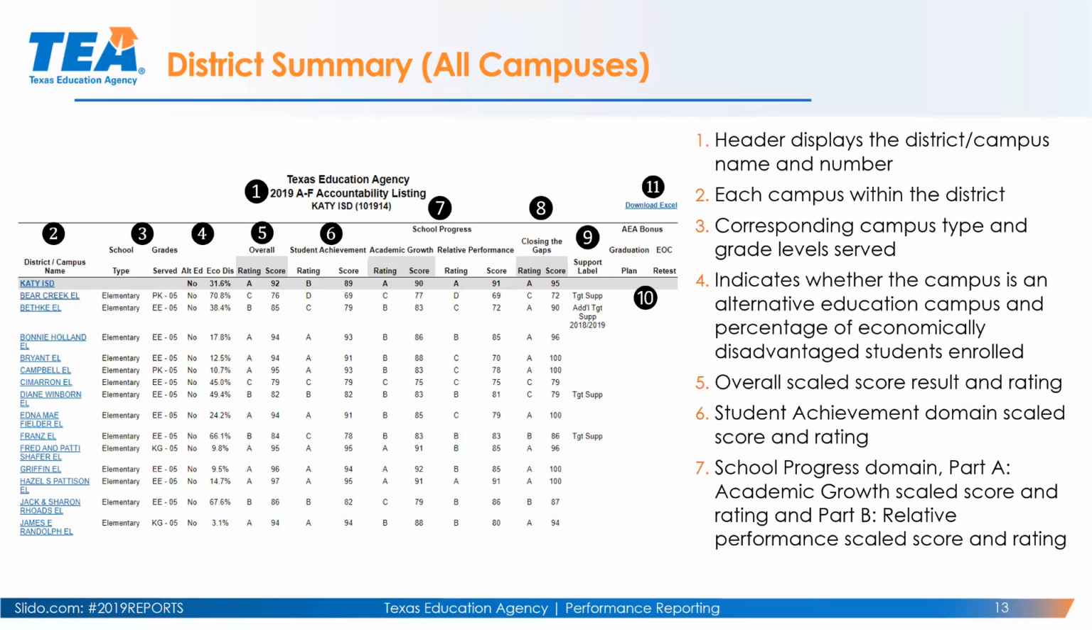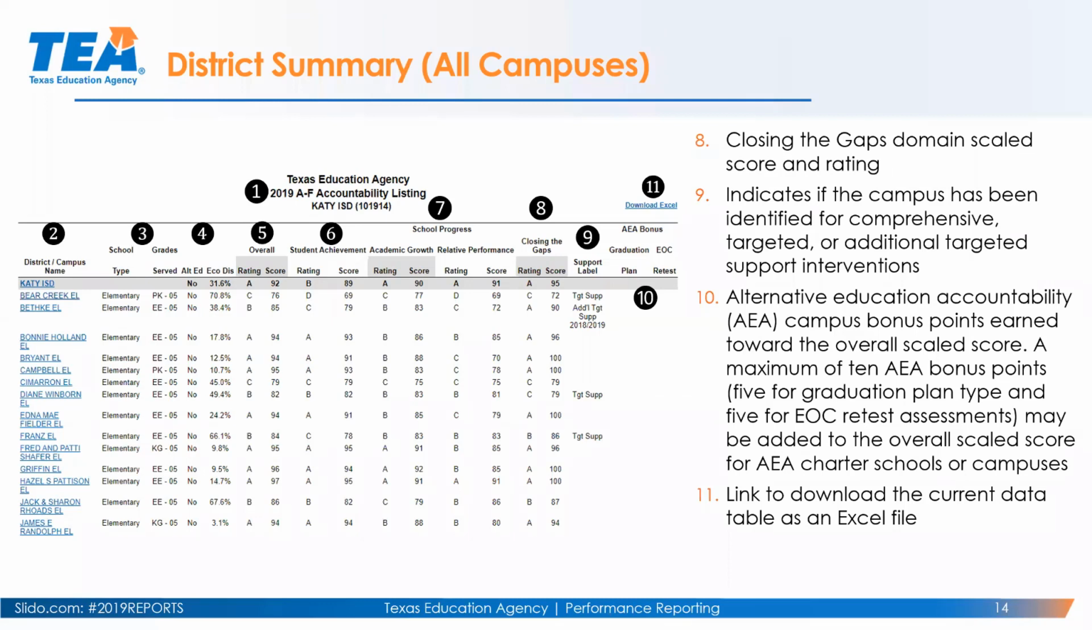Number 6 shows me the student achievement domain scaled score and rating. Number 7 shows me the school progress domain, which has 2 parts, academic growth and relative performance. For academic growth, I can see the rating and the score. Also for part B, relative performance, I can see the rating and the score. Part 8 shows me the Closing the Gaps domain score and rating. Part 9 indicates if that particular campus has been identified for comprehensive, targeted, or additional targeted support interventions.